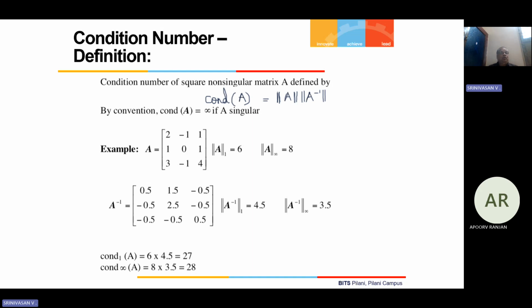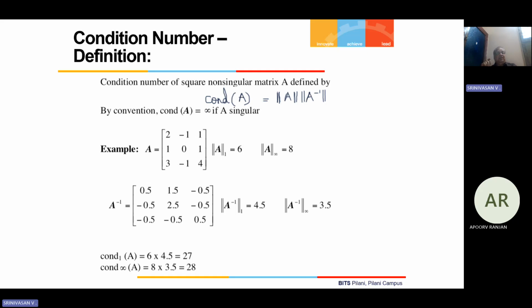Take the column sums. You take absolute values first, then the column sum. Take the first column, everything is positive: 2 plus 1 plus 3, 6. Take the absolute values of the second column: 1, modulus of minus 1 is 1, plus 0 plus 1. It's only 2. Go to the third column. You don't need to take absolute values because they are already positive. 1 plus 1 plus 4, that is 6. So which is the maximum? The maximum of the column sums is 6. That is your norm A suffix 1.